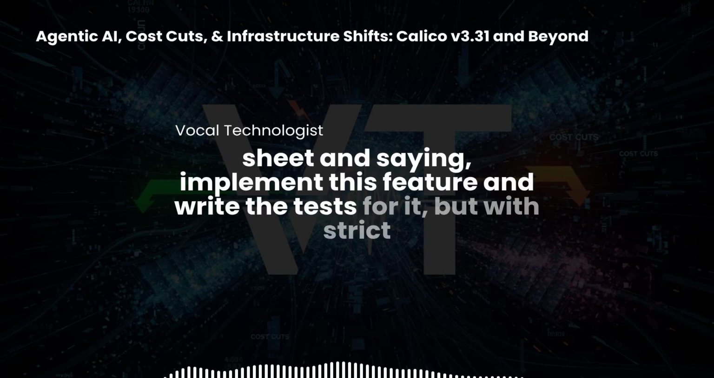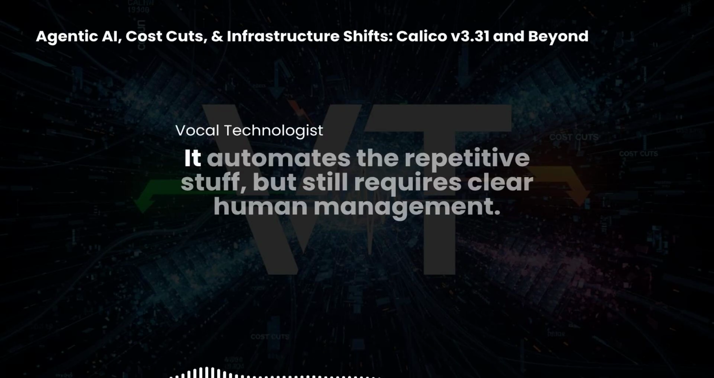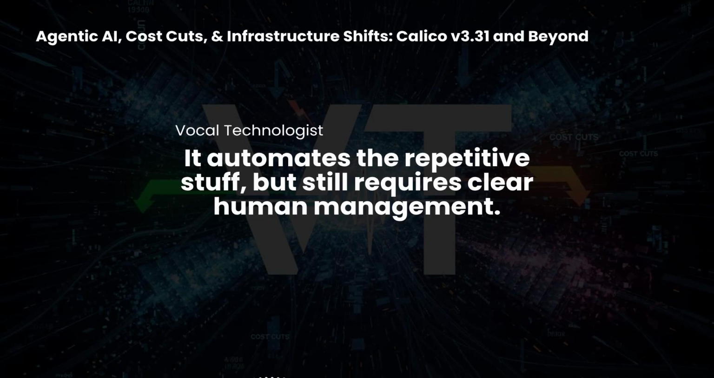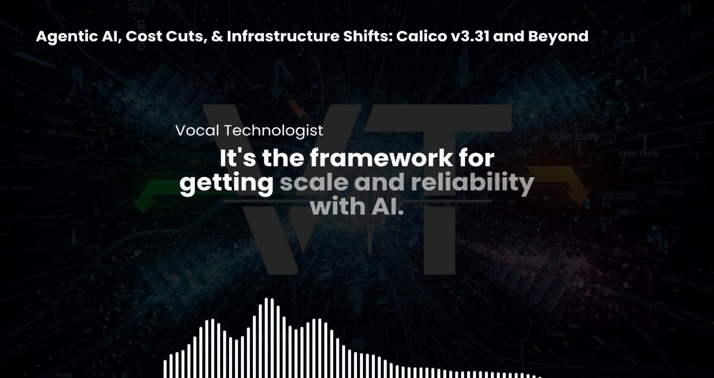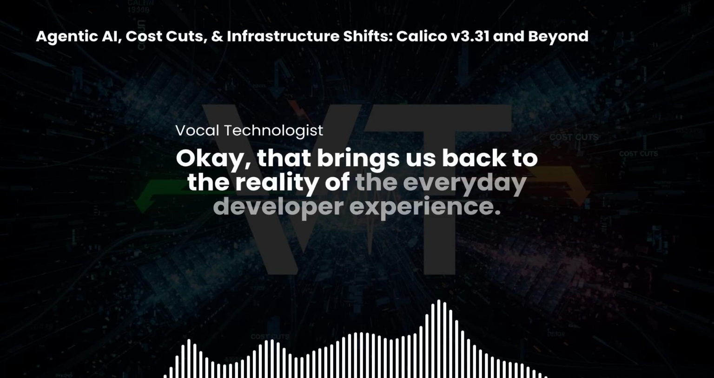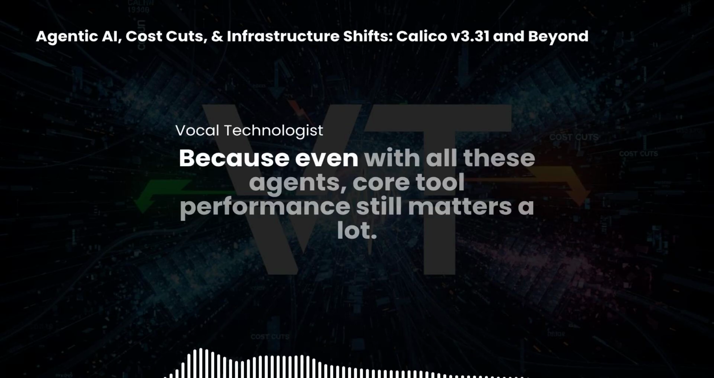implement this feature and write the tests for it, but with strict human oversight. Exactly. It automates the repetitive stuff, but still requires clear human management. It's the framework for getting scale and reliability with AI. Okay, that brings us back to the reality of the everyday developer experience, because even with all these agents, core tool performance still matters a lot.